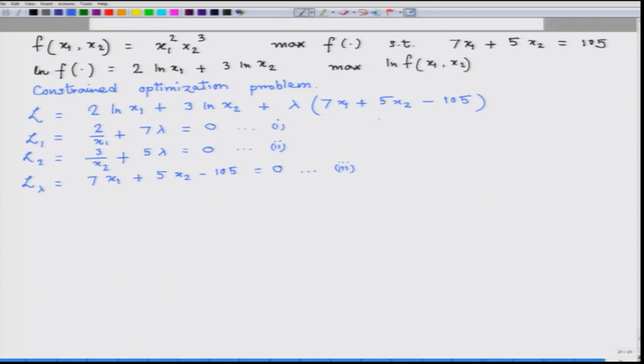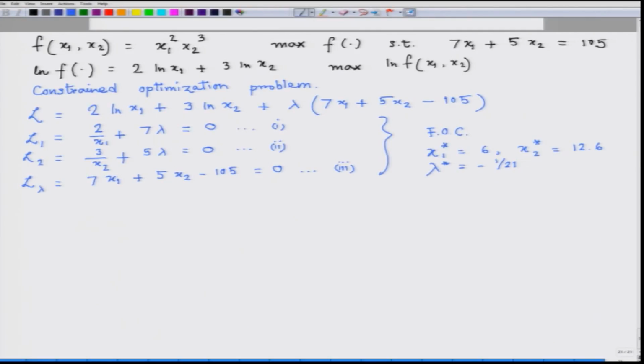Now, there are 3 variables, control variables or decision variables, and 3 equations. So, of course, we can find a solution to this set of equations, and if we find the solution, we get these values: x1 star equal to 6, x2 star equal to 12.6 and lambda star equal to minus 1/21. It's a very small number.